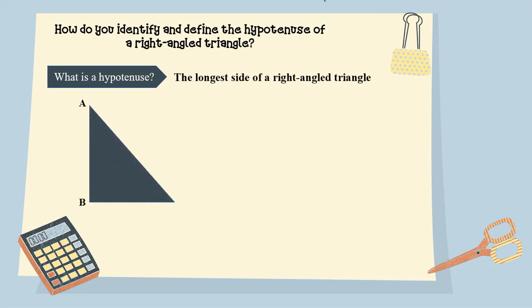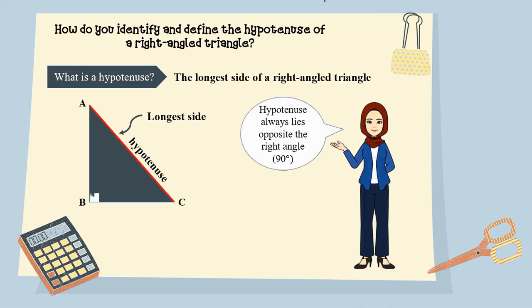So let's say this is given a triangle. So we have A, B, C. So the longest side of this triangle is this one, AC. So this is called a hypotenuse. Hypotenuse always lies opposite to the right angle. So if you look at here, we have a right angle here. Then opposite to the right angle, this one is the hypotenuse.